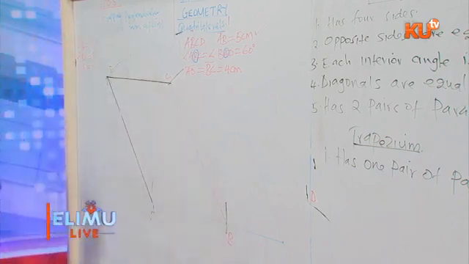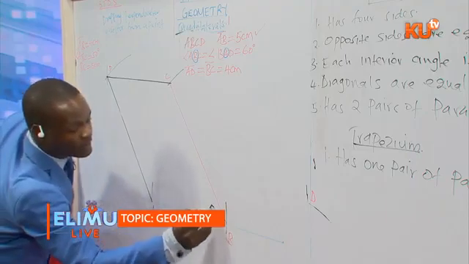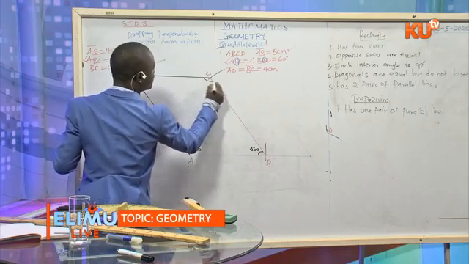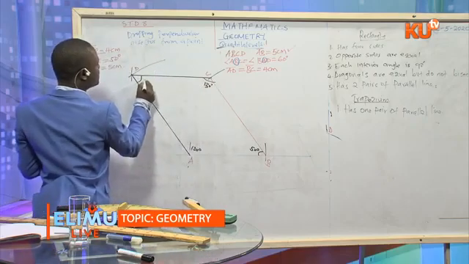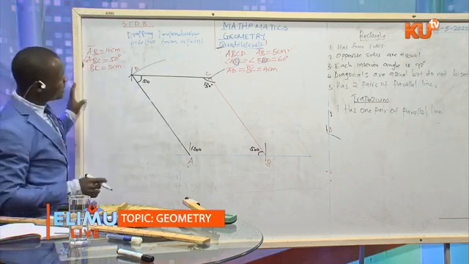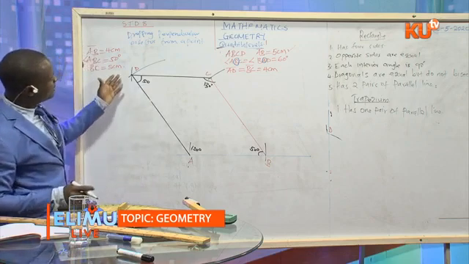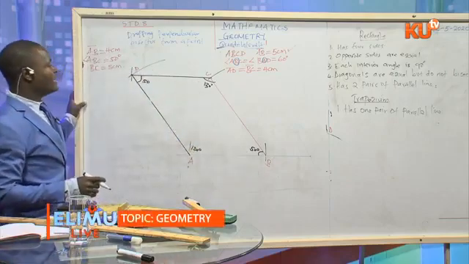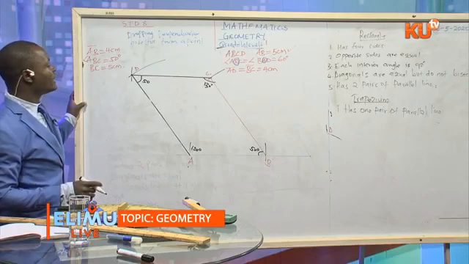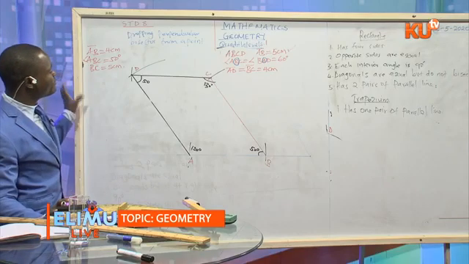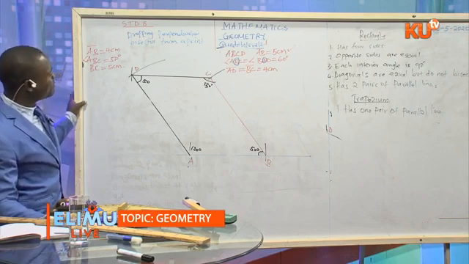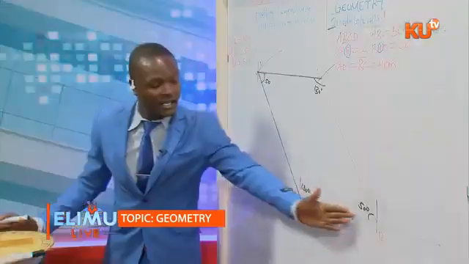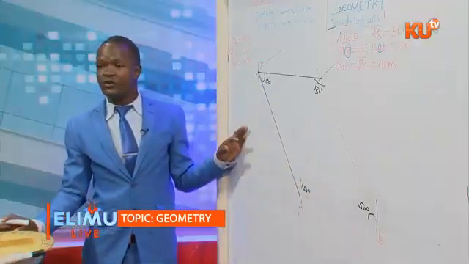Now, you can indicate this was 50 degrees, and this is going to be 130 degrees. Of course, this one is also 130 degrees, and this is 50 degrees. Most of the questions that are always set, you can be asked to join diagonal DB and also diagonal AC, and then find half the longer diagonal. If you're asked to find half the longer diagonal, then you're supposed to measure the diagonal itself. In this case, DB is the longer one. After measuring DB, you divide by 2.